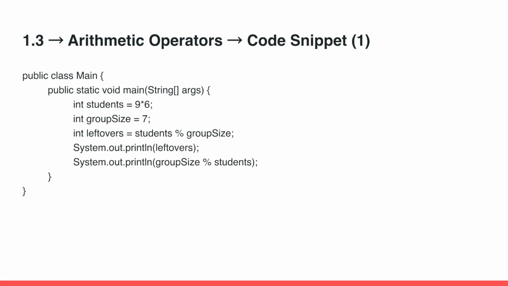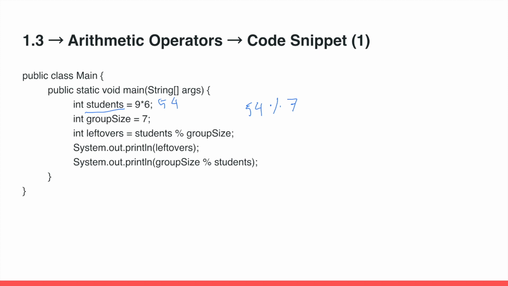Now, what I want to do is analyze this example. So here's a code example of when we're using modulo. Right here, we have a variable called students, and that is equal to 9 times 6, which is just going to be 54. So I'll write that here on the side. And then we have a group size of 7. That means each group of students is going to be 7 students. So if we want to figure out how many students are going to be left over after dividing this number of students into groups of 7, we can use modulo, right? Because we're going to have 54 modulo 7.